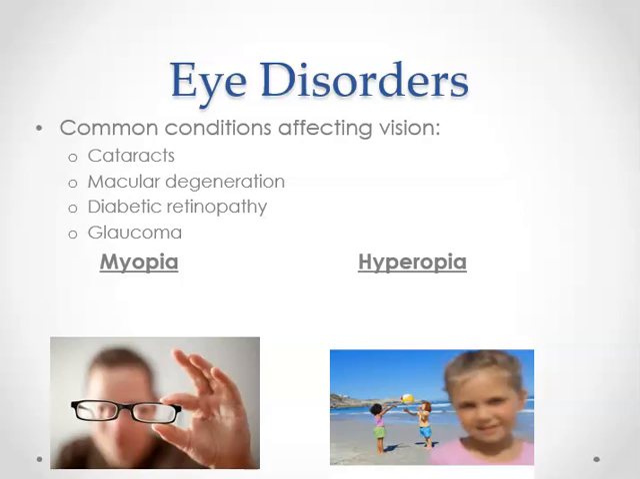So about 3% of the population are going to be classified as legally blind. And some of the more common conditions that are going to be affecting the vision are going to be cataracts, macular degeneration, diabetic retinopathy, and glaucoma.